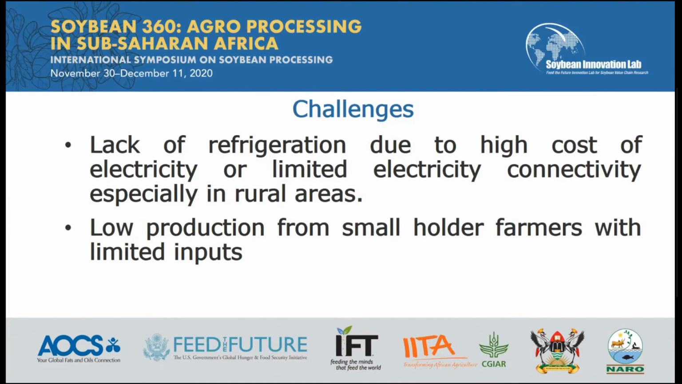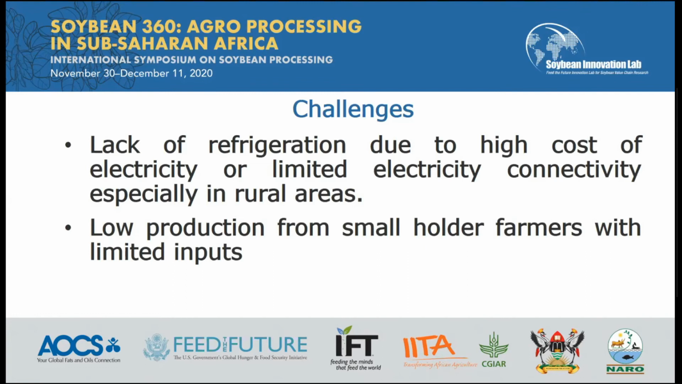Okay, so another challenge is also the lack of refrigeration and high cost of electricity. And this is a very big problem for perishable products. For example, the soya milk, during our engagements with other agro-processors who are involved probably in soya milk production, that has been a big, big problem. Sometimes you have electricity, but because of blackouts, you have also problems. And there's also limited electricity connectivity, especially in rural areas. I'm sure this is common in most of the developing countries.